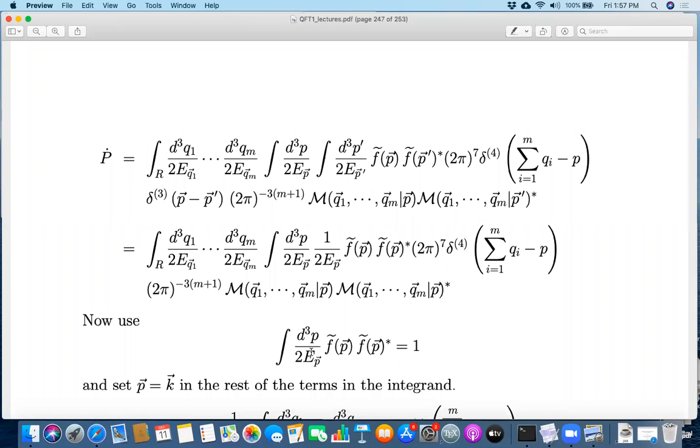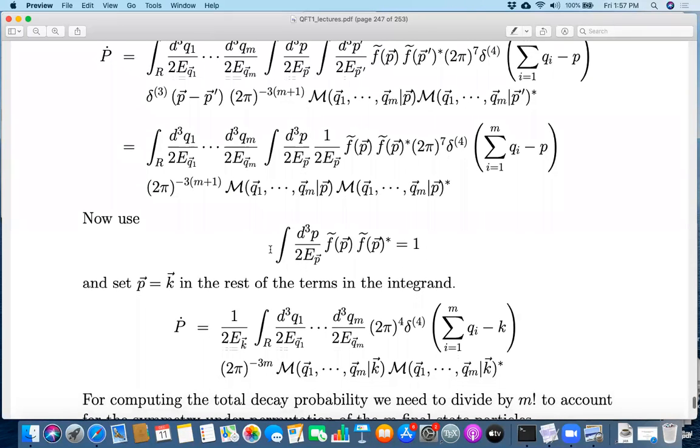I'll use the fact that integral d3p over 2Ep, f tilde p times f tilde p star, equals 1. And then in the rest of the expression, whatever is left, I just replace p by k. So that gives you 1 over 2Ep, 1 over 2Ep; one of the 2Eps went here, the other one became 2Ek, so that's 1 over 2Ek. And then you have these Q integrals, then you have a 2 pi to the 4. Why is it 2 pi to the 4? What I have done here is I have picked this minus 3 from here, combined this 2 pi to the 7 to make it 2 pi to the 4 delta 4 of sum over qi minus k. I have replaced p by k. This now has become 2 pi to the minus 3m, and then the product of M and M star.